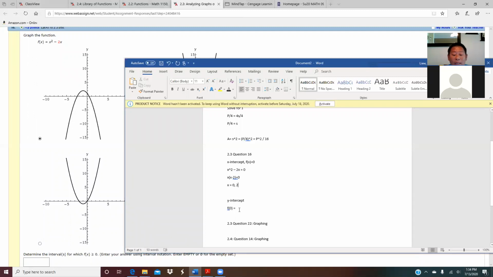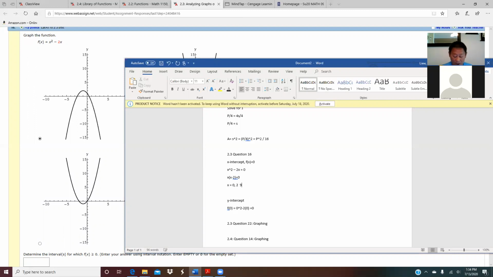And then for the y-intercept, you just need to substitute 0 for all your x. So you get 0 squared minus 2 times 0. 0 squared is 0, 2 times 0 is 0, so everything is 0. This tells us that your y-intercept is going to be at 0, 0.